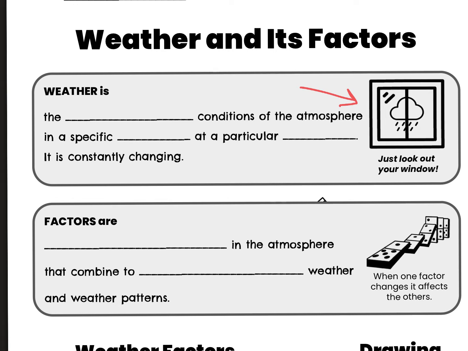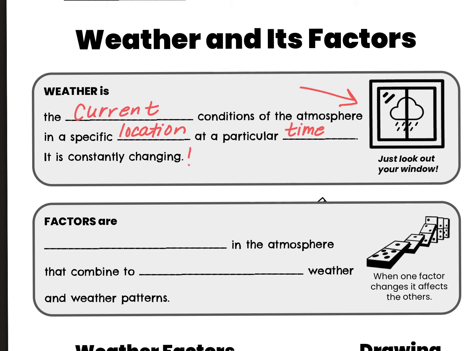All right, let's fill in the blanks. Weather is the current conditions of the atmosphere in a specific location at a particular time. It is constantly changing.